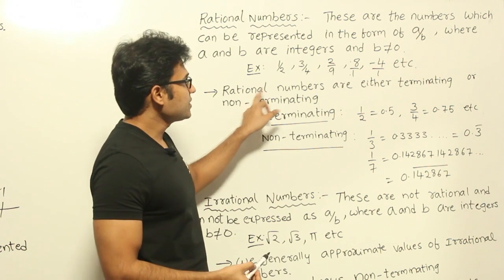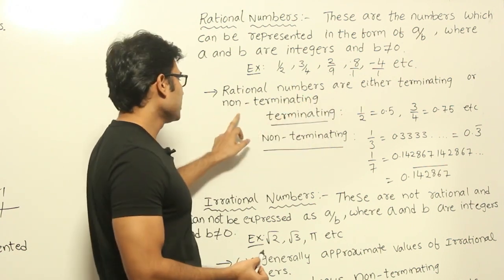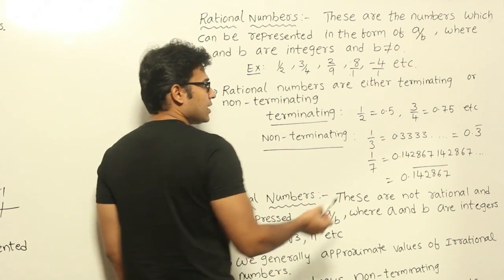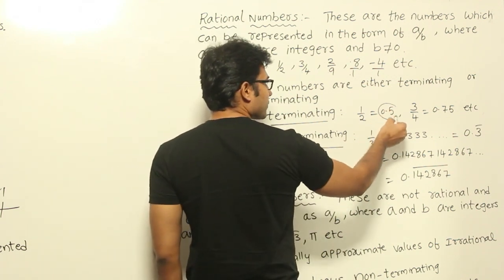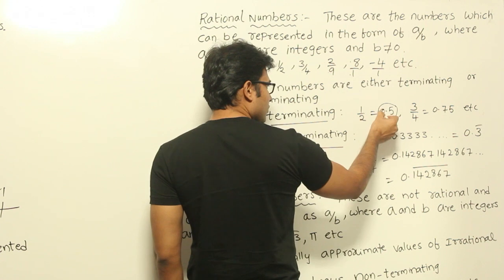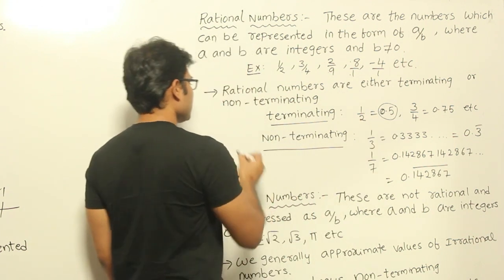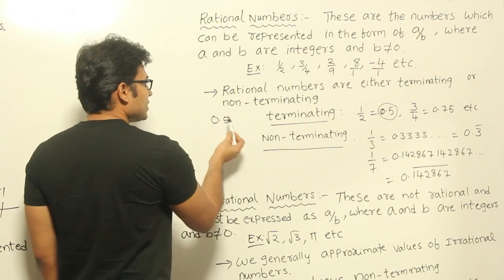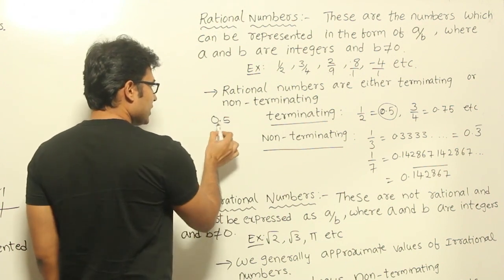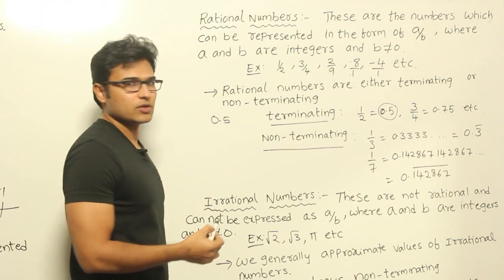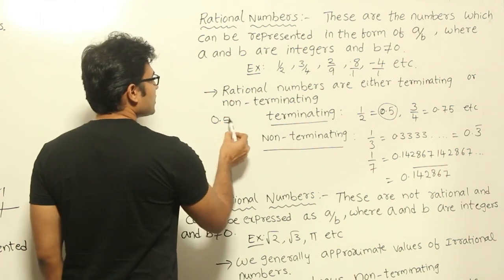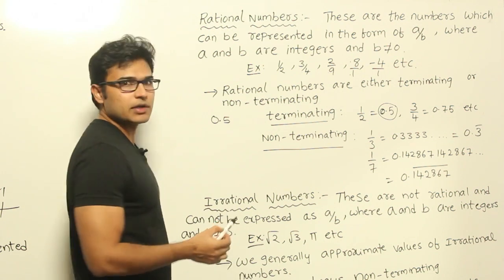Now rational numbers can either be terminating or non-terminating. What I mean by terminating is, if you look at 0.5, right? So this 0.5 is terminating, which means it is ending in just a fixed number of digits. You need not extend it further, you can just end it there. So you can write it in just 2 digits. That is why it is terminating.